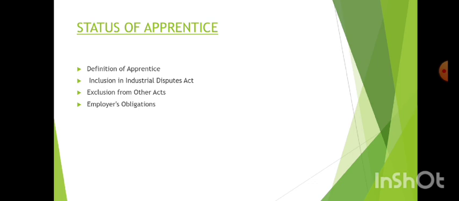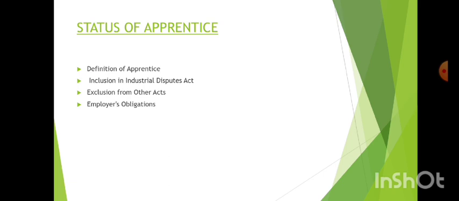Exclusion from other acts. He is excluded from the definitions of an employee under several acts such as Payment of Bonus Act 1965, Payment of Gratuity Act 1972, Employees State Insurance Act 1948, and Employees Provident Fund and Miscellaneous Provisions Act 1952. Finally, employers' obligations. Employers are obligated to maintain records of the progress of training in their establishment. We saw that in the last slide.